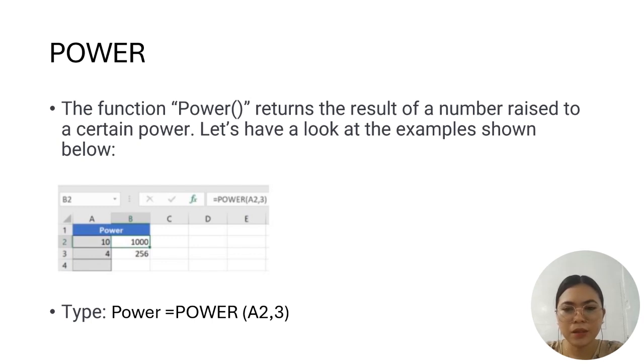So for the MAX value naman, it has the same concept with MIN. Sadyang it has the same concept but opposite lang yung ina-identify niya na value. So kung sa MIN is yung smallest value, yung MAX naman is yung highest value of the selected range of cells. Now let's proceed to the POWER function.